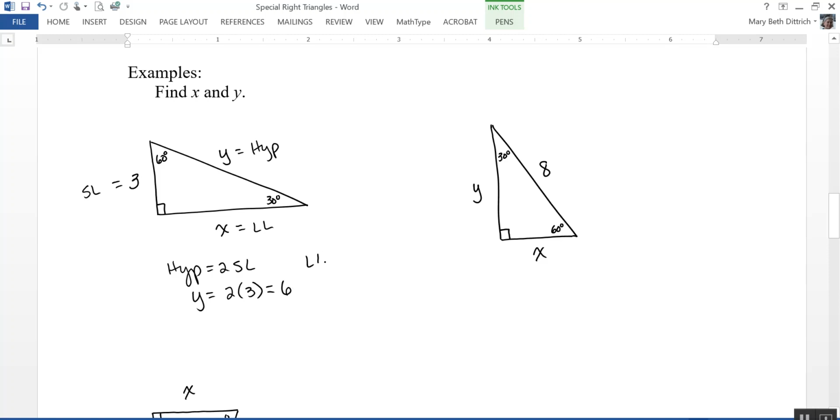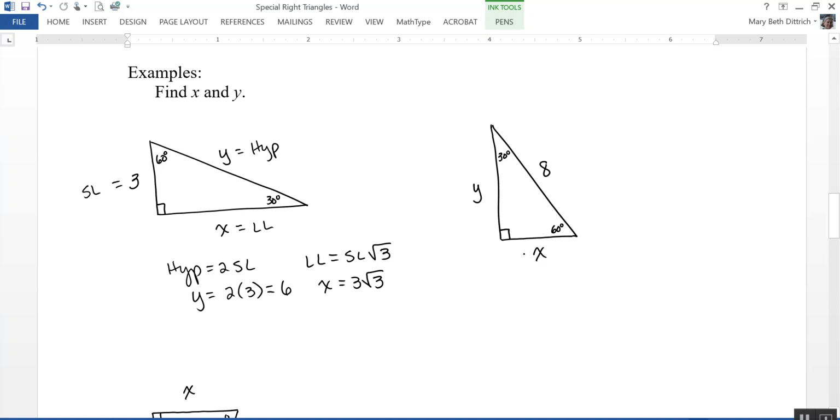Now I can use that long leg is equal to the short leg times the square root of 3. My long leg is x, my short leg is 3, times the square root of 3. So in this right triangle, when my short leg is 3, my long leg is 3 square root of 3, and my hypotenuse is 6.